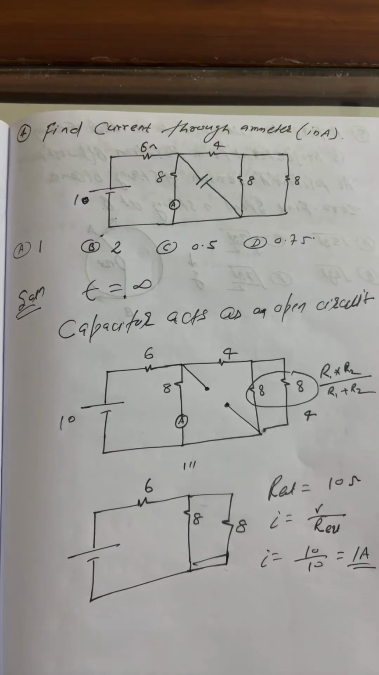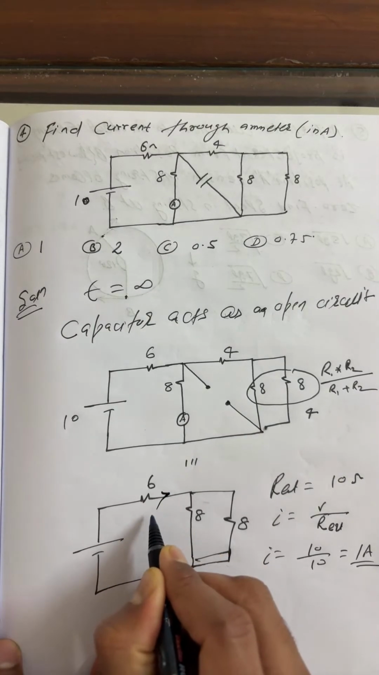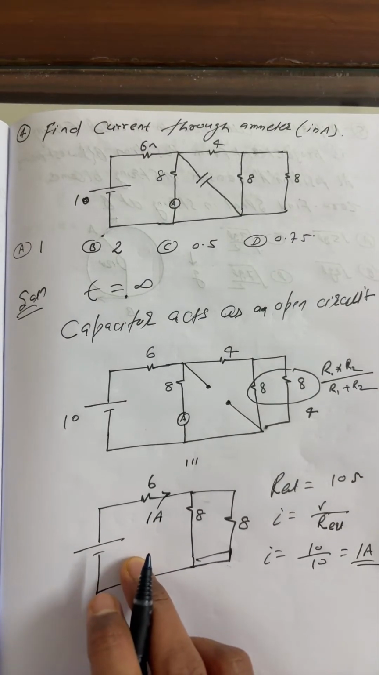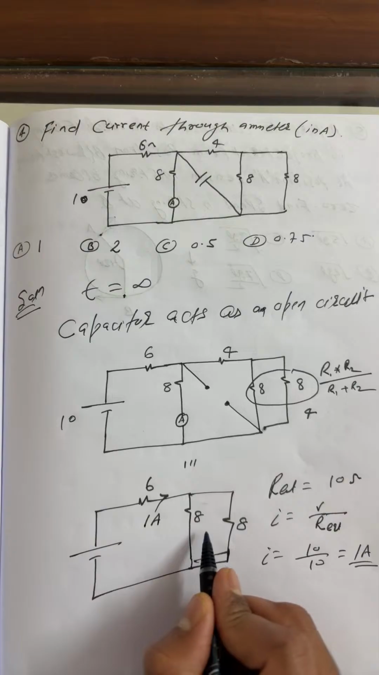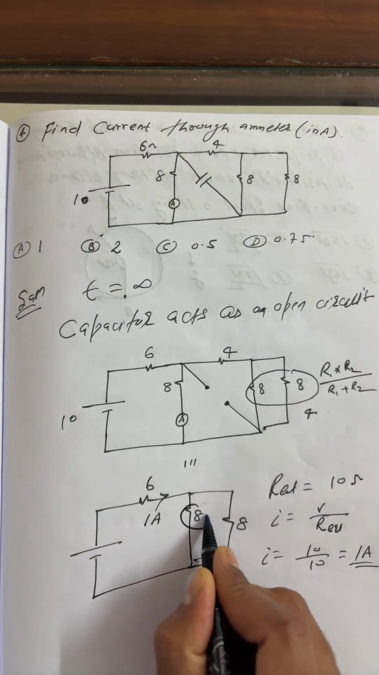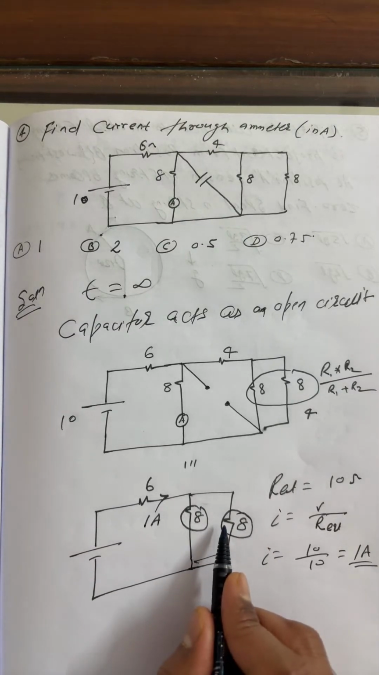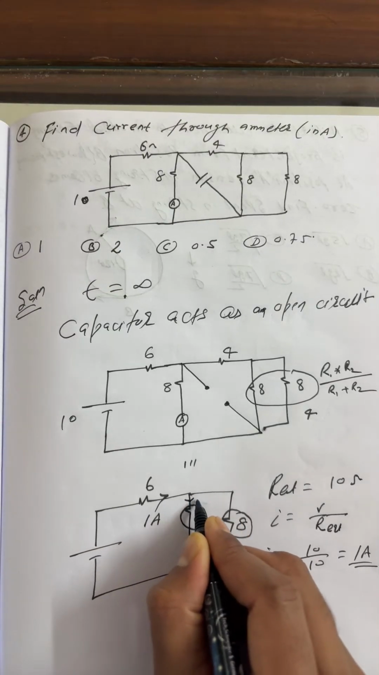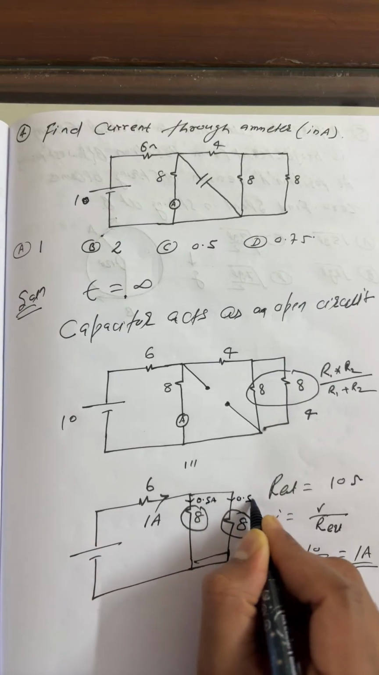Okay, beta. Now for this condition, what is correct? We'll get 1 ampere. The current passing through here is 1 ampere. For this condition, these two are identical resistors: this is also 8 ohm and this is also 8 ohm. So the current will divide equally, and here the current is 0.5 ampere, and again 0.5 ampere.